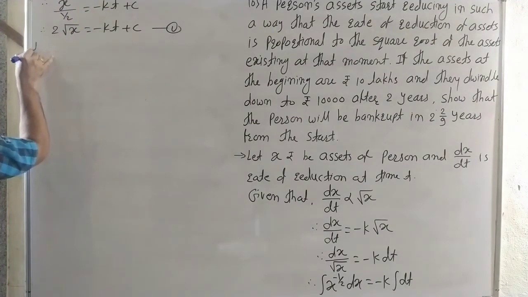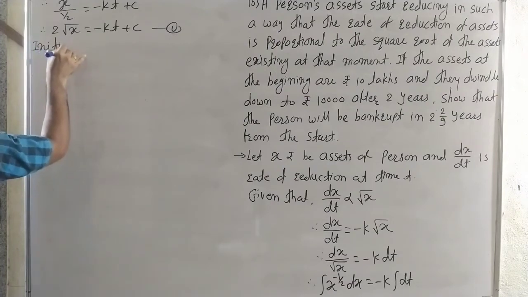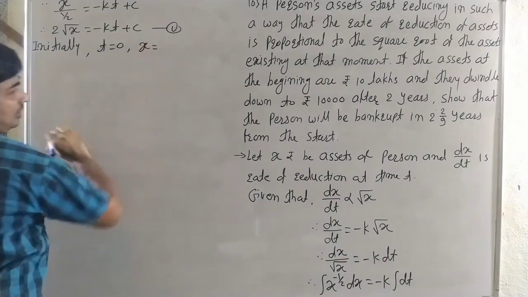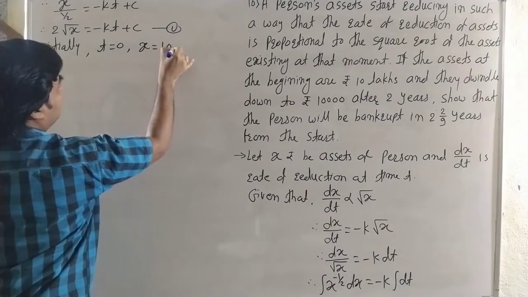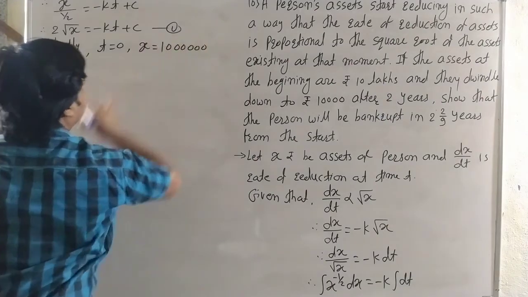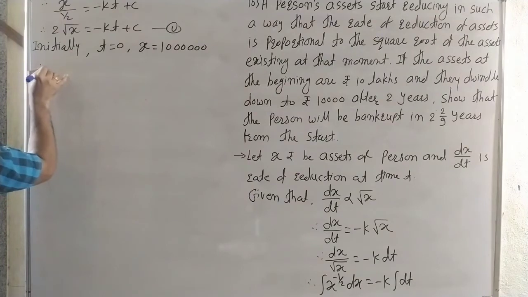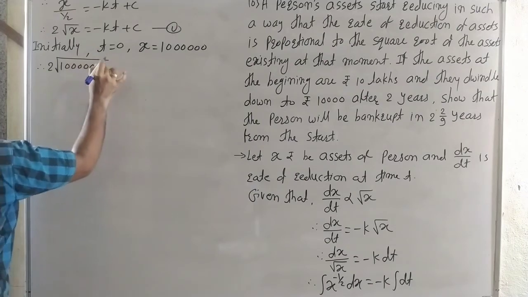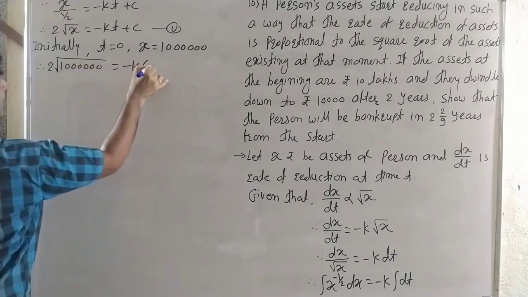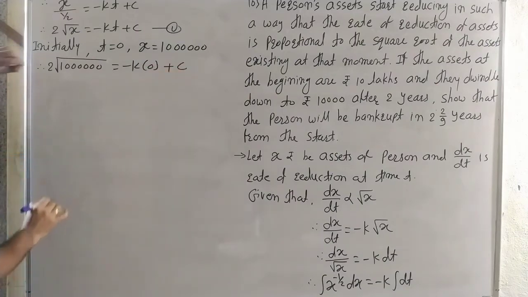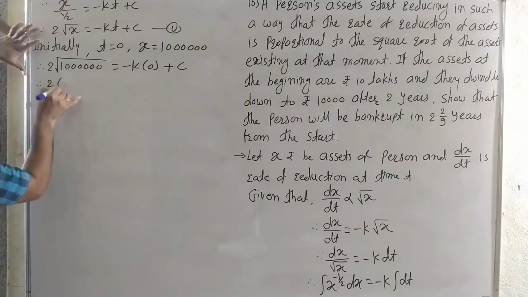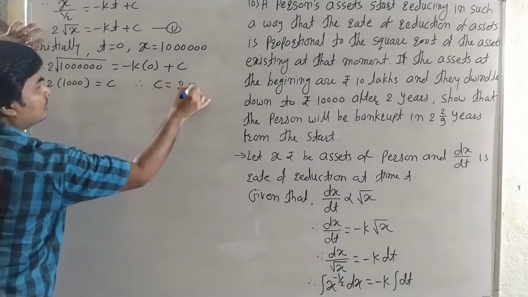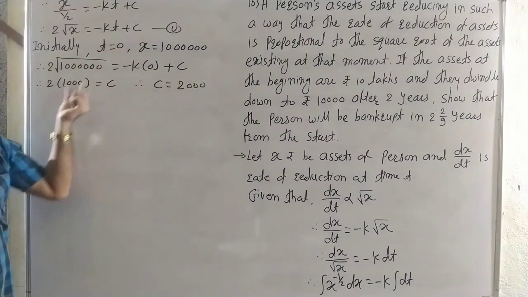Now initially, when time is equal to 0, the asset, its property, is 10 lakh. Then 2 into under root of 10 lakh is equal to minus k into 0 plus c, and therefore c is equal to 2 into under root of 10 lakh, it is 2 into 1000, and therefore c is equal to 2000. Here is the value of c.